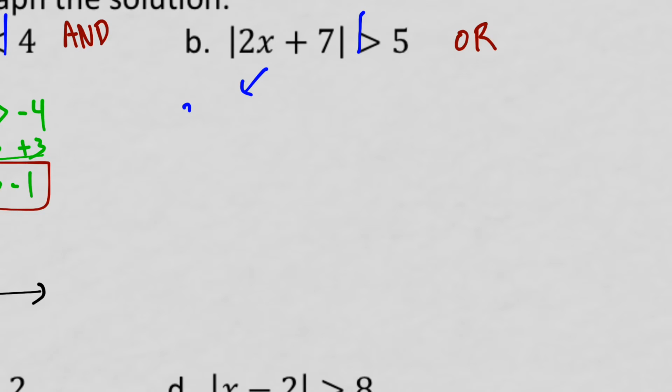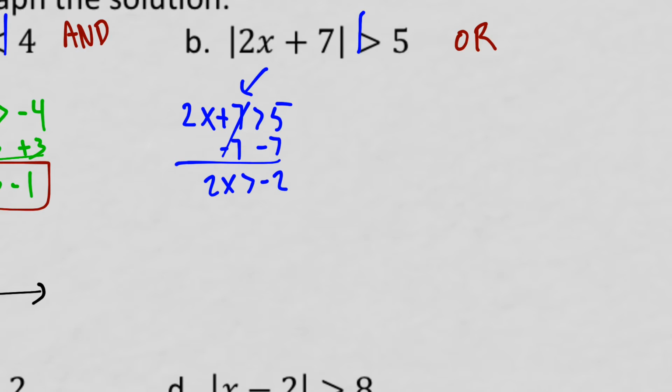First, I'm going to keep the exact same numbers, the exact same inequality. Nothing changes. 2x plus 7 is greater than 5. We're going to subtract 7. 2x is greater than negative 2. Divide by 2. x is greater than negative 1.